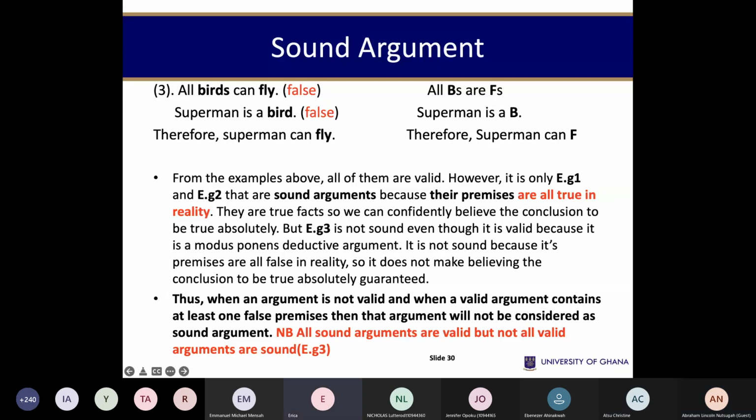Yes, sir. Please, I have a response. In my opinion, this argument will fall under modus ponens, which is affirming the antecedent, but it is not sound. Yes, you are right. Thank you. Now, note that all sound arguments are valid, but not all valid arguments are sound. This is an example.